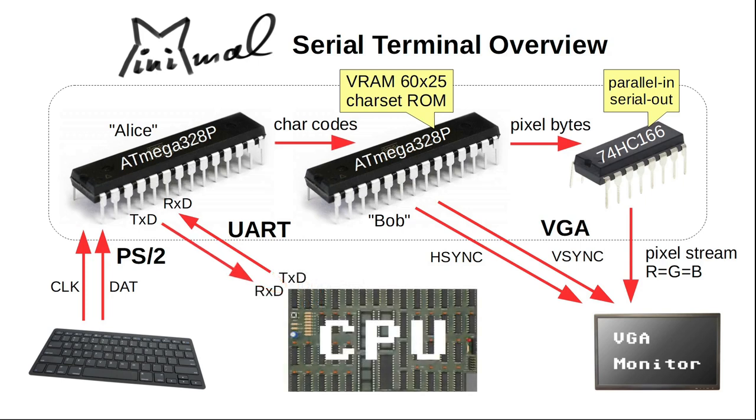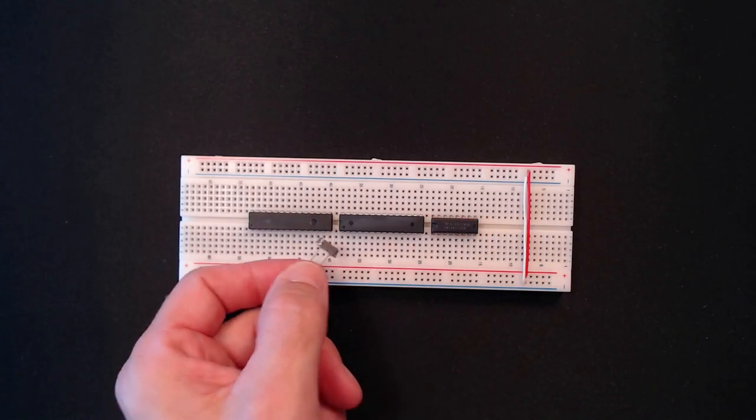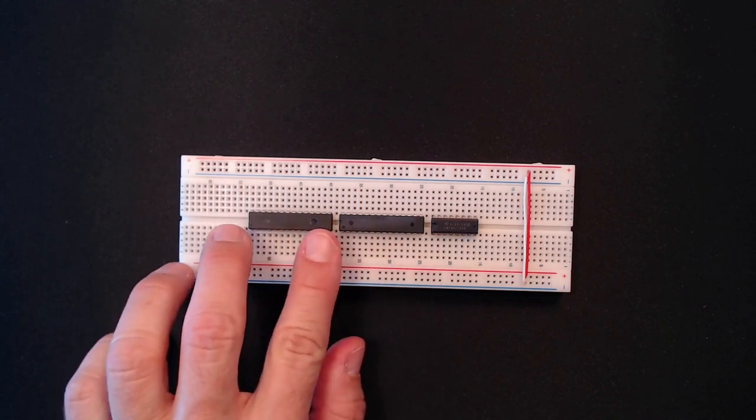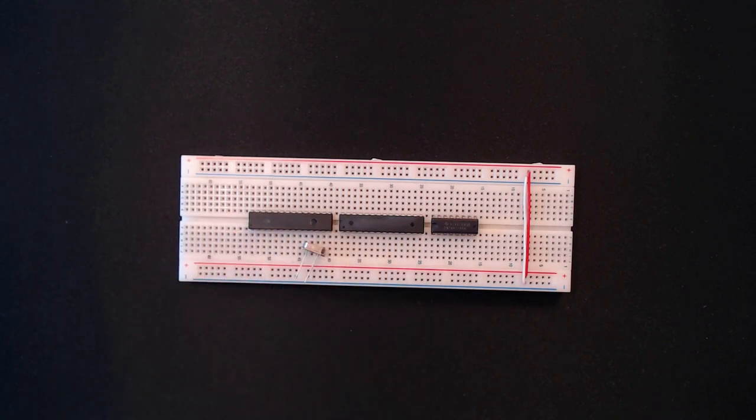Bob's job is to take these ASCII codes, store them in a 60 by 25 character VRAM, along with managing cursor position, scrolling and ANSI control sequences. At the same time, Bob will not only generate the VGA sync signals with rock-solid timing, but also send out a stream of pixel data to the VGA monitor by the aid of a simple shift register. So Bob is pretty busy. To help him out, we'll overclock him with a 24 MHz crystal, which is way out of spec. If that sounds like good fun, let's grab a breadboard and get started.